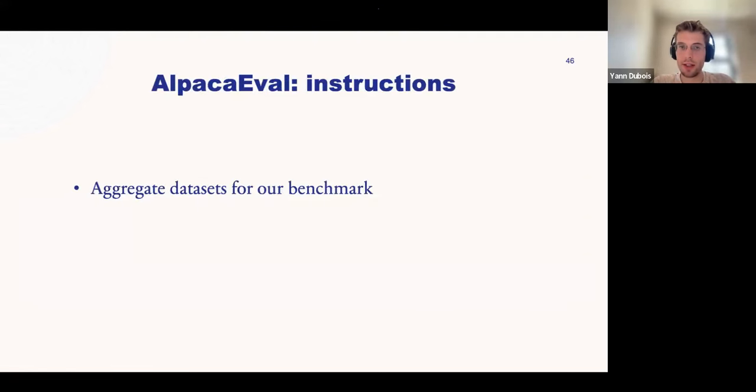So how did we choose this instruction set? We basically aggregated different datasets that we found online, and the way we did that is that we wanted to have instructions that allow you to distinguish between models. As I said before, for model development, it's really important to have this distinguishability, this ability to distinguish between models. So we wanted this.